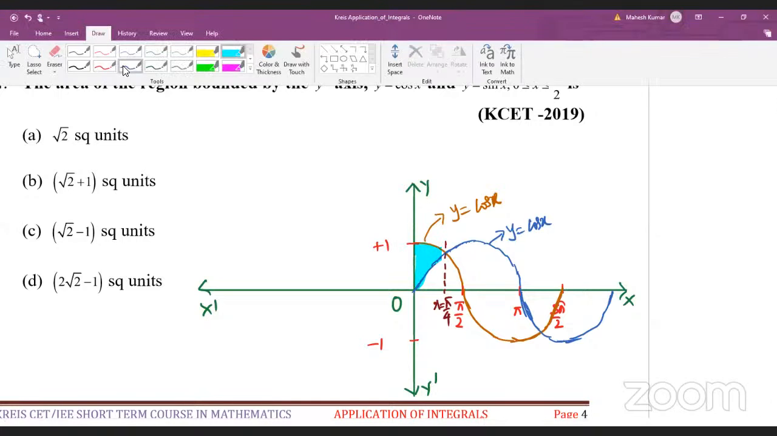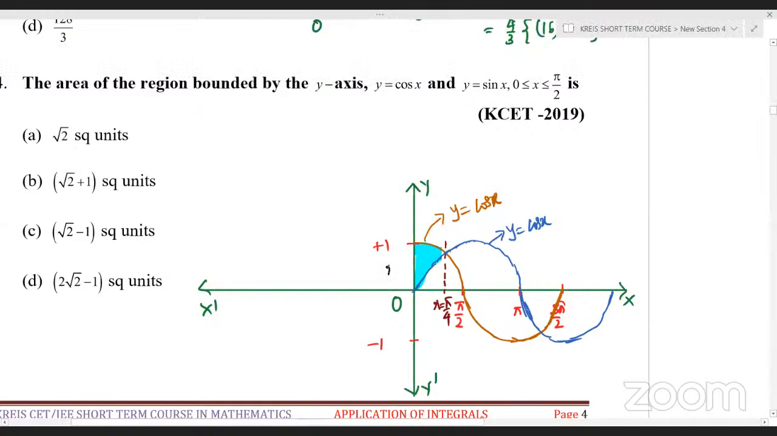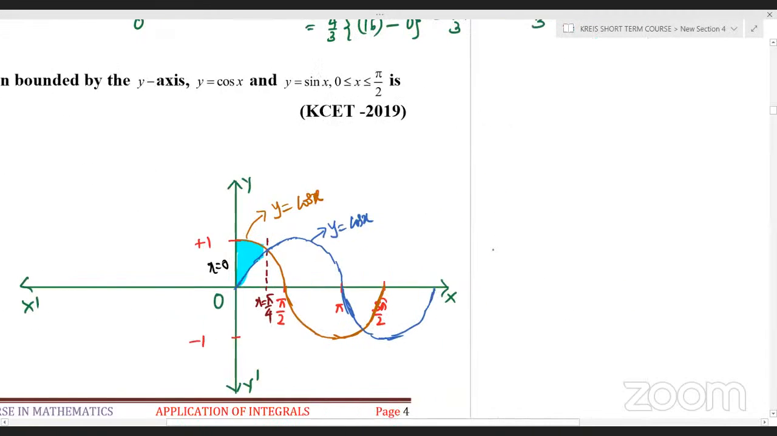So now you can observe there is another line here. It is x is equal to 0. Therefore, you can write required area is equal to, now, the integral from 0 to, but this ordinate is going to be pi by 4, 0 to pi by 4.